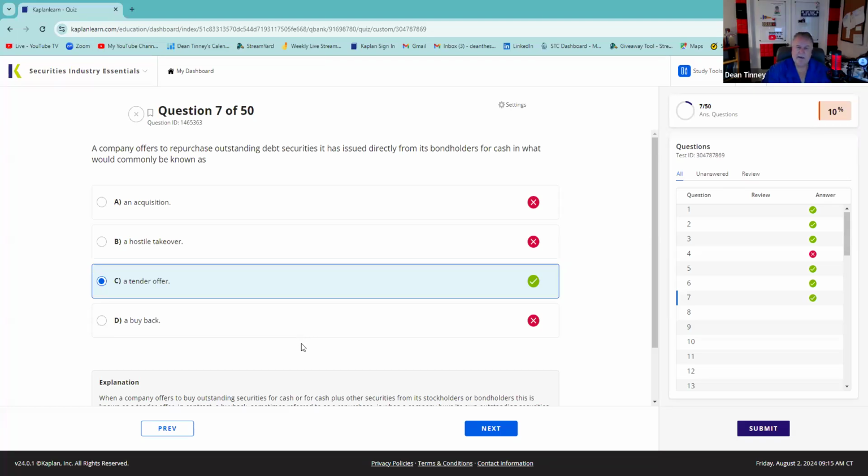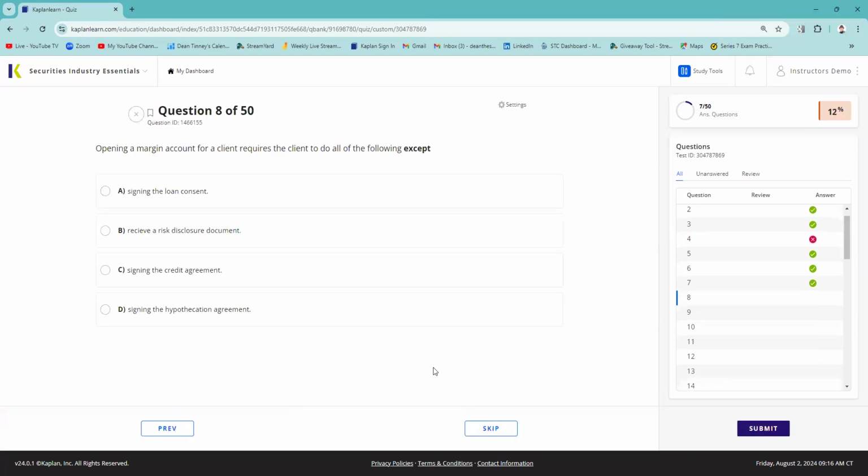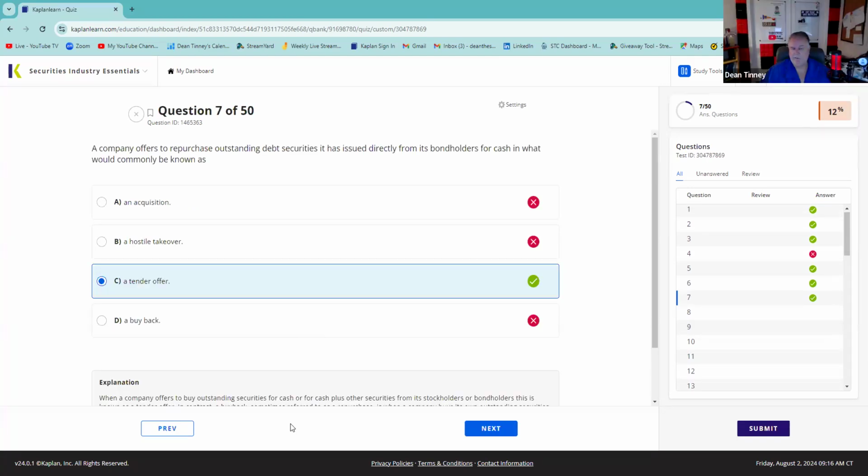Now, if they were buying back their stock and not their bonds, that would be a buyback and it would be into the treasury. You said 20 days to keep the tender open? Yeah, any tender has to be open for at least 20 days. And if I make a change to the tender offer, then I have to leave it open for at least another 10 days.